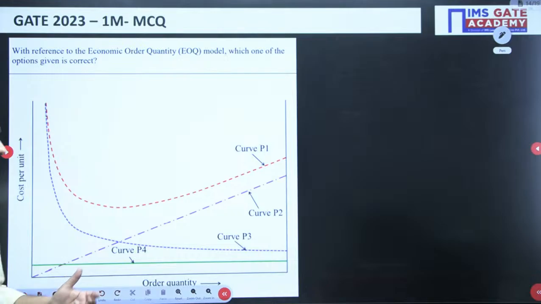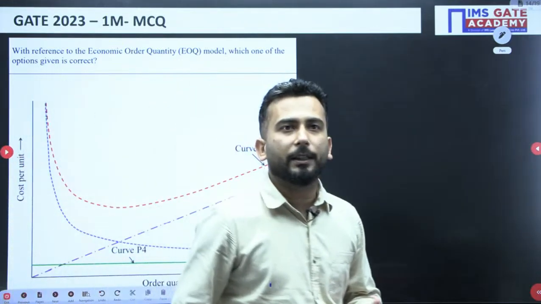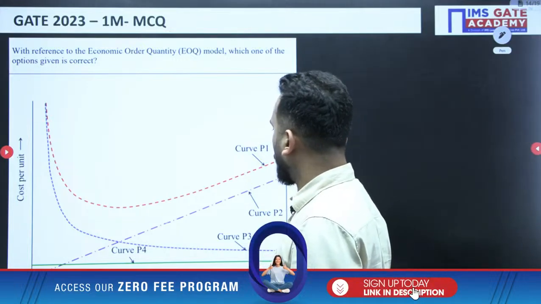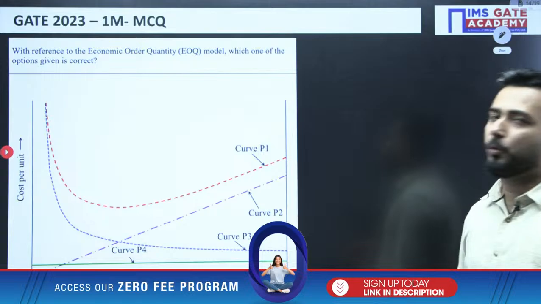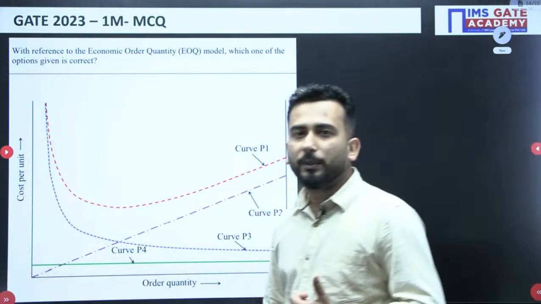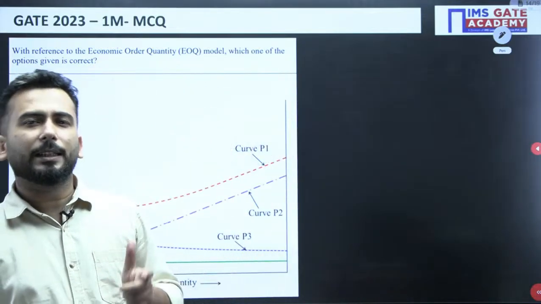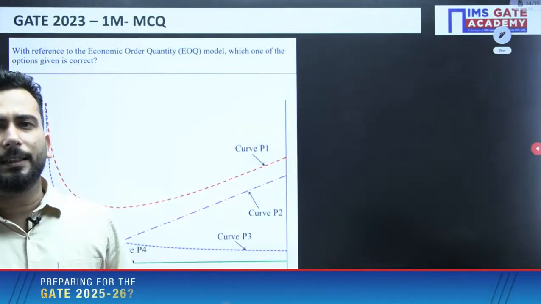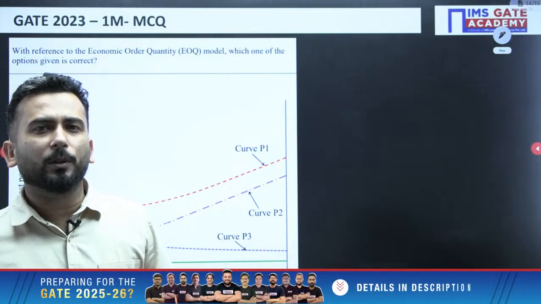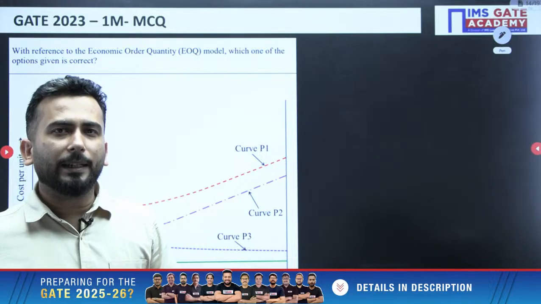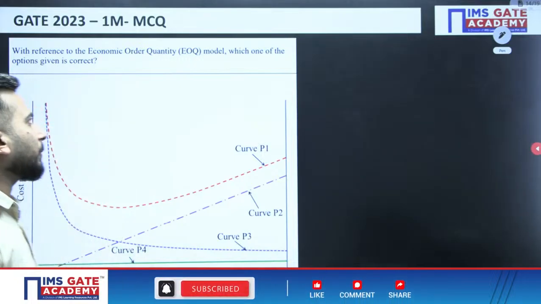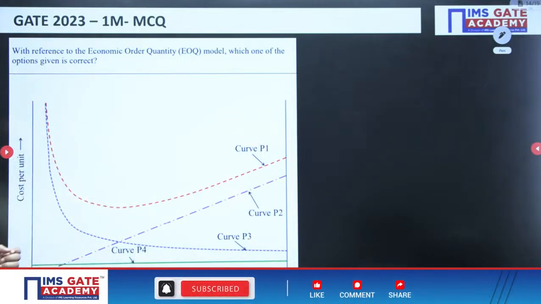Again, I told you that only 2 questions came from industrial in GATE 2023, and this question is saying, with reference to the EOQ model, which one of the options is correct? Before going to the question, let me tell you that EOQ inventory is very, very important, my dear friends. These are some of the topics which are as important as your first law, second law, right? So please do read these topics at least once.